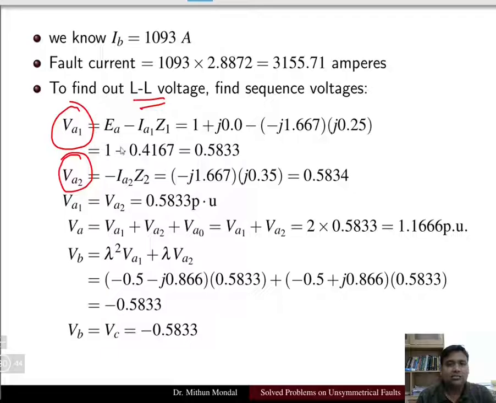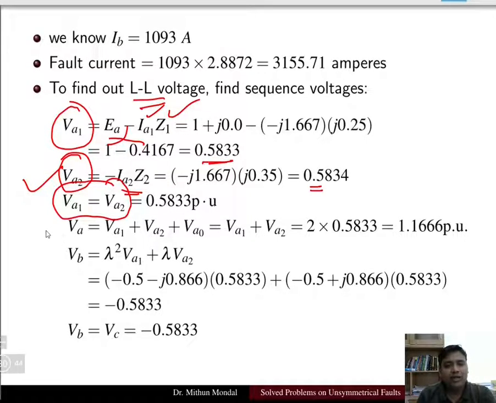Then we'll see that VA1 is equal to EA minus IA1 Z1. EA is the pre-fault voltage and IA1 is the positive sequence component of the current multiplied with the positive sequence component of the impedance. So we'll get 0.5833. VA2 is equal to minus IA2 into Z2, so we'll get a value of 0.5834. This suggests that VA1 is equal to VA2, which is correct because both the circuits are connected in parallel.